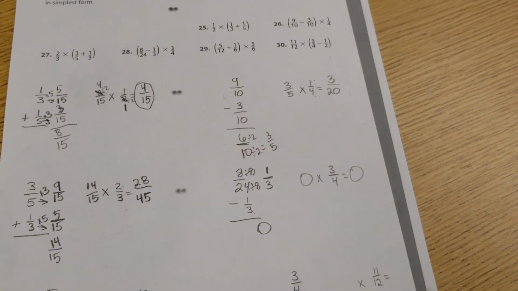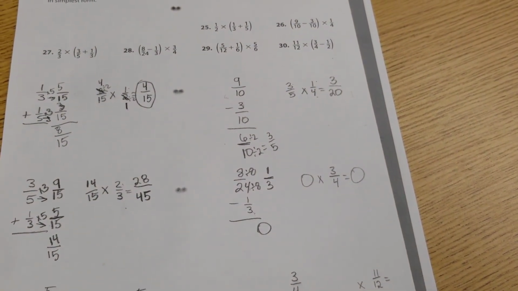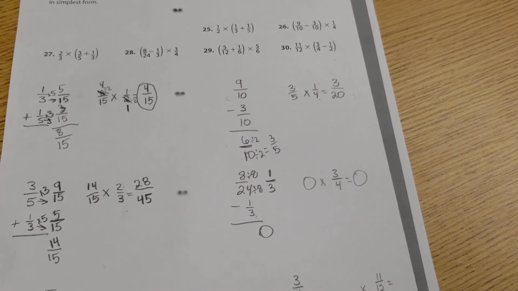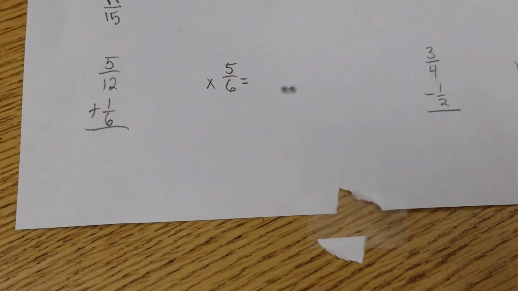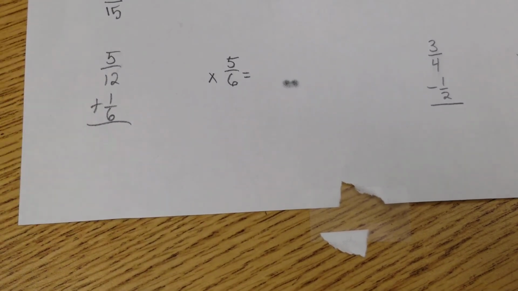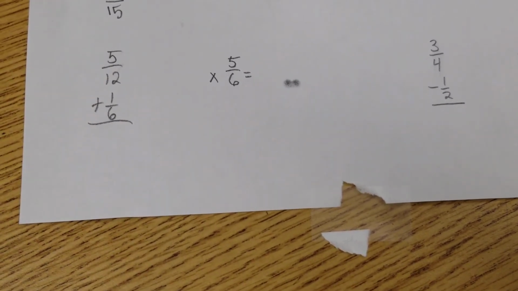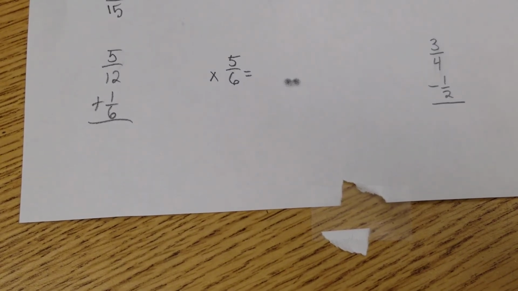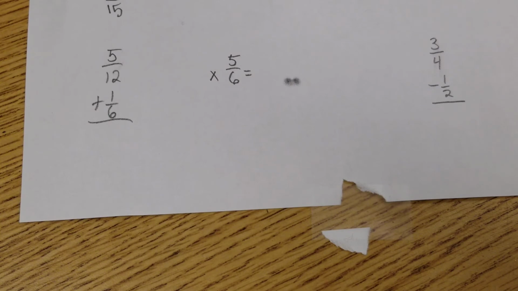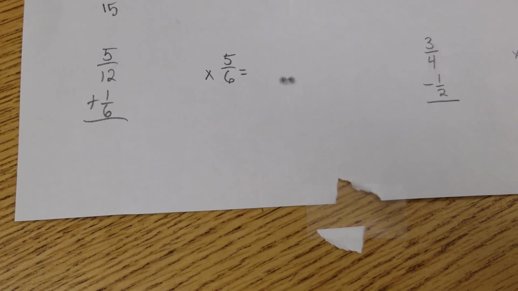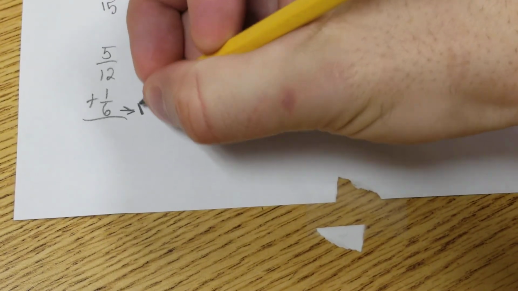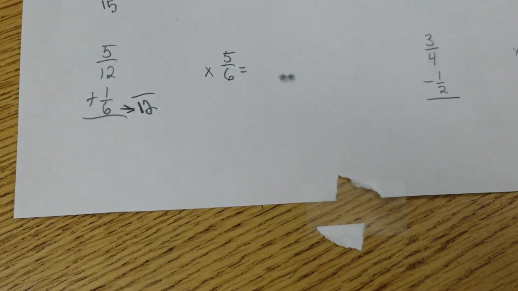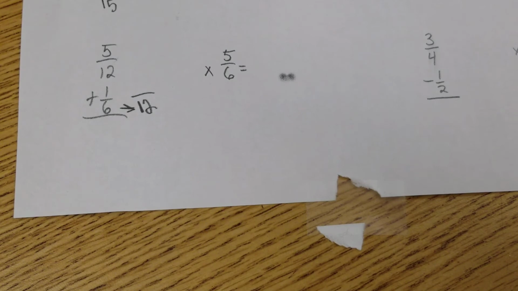For our next one, 29, we have 5/12 plus 1/6, those are in parentheses, times 5/6. So over here, I've written down my parentheses, 5/12 plus 1/6. We have to find the LCM, least common multiple, of 12 and 6. Skip count by 12s, skip count by 6s. What's the first number that's in both of them? Well, 6, 12, 12. So our LCM is 12. I'm going to change this one to 12. The other one's already 12.